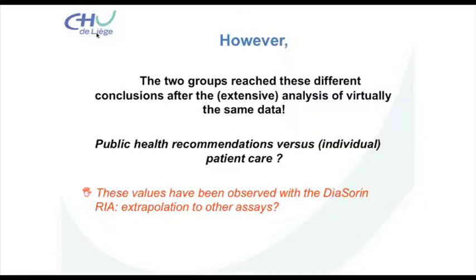And also, if we come with the view from the lab, all of these values, 20, 30, have been obtained with one kit, the DiaSorin radioimmunoassay. And now, as already mentioned, there are lots and lots of kits coming on the market. So can we transpose these 20 or 30 nanogram to all the kits of vitamin D? This is another question.